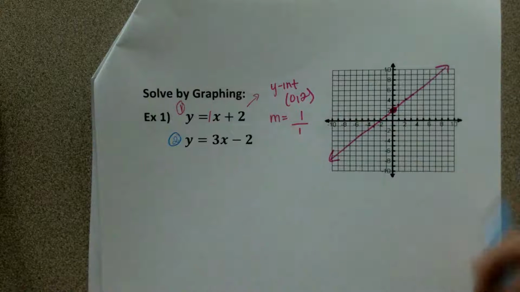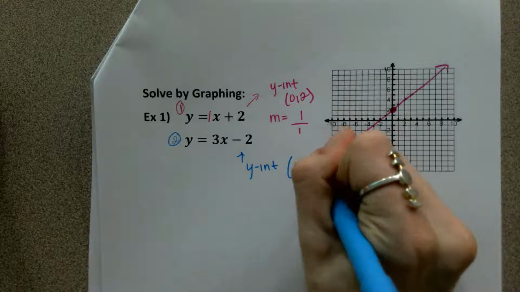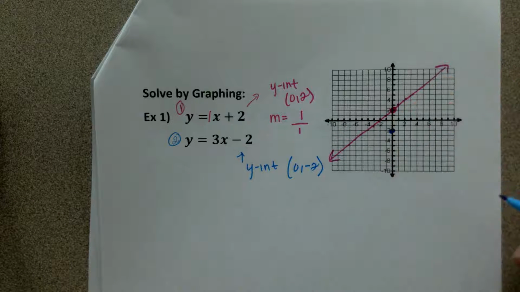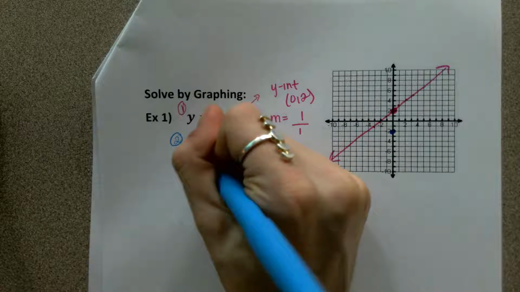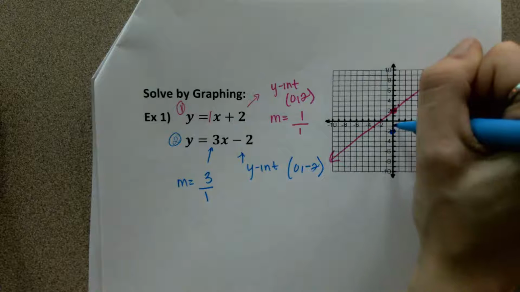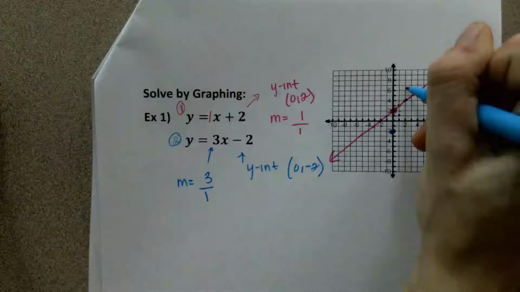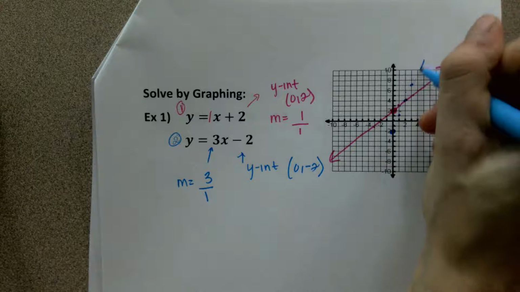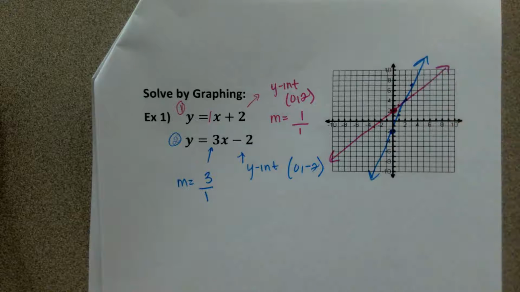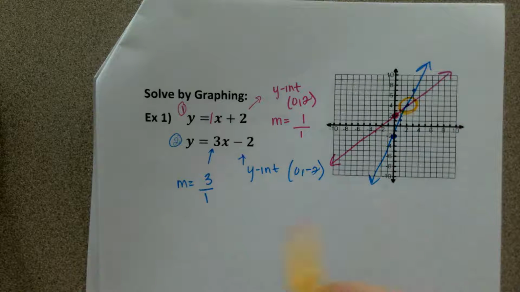Our second line has a y-intercept at -2. So we come down to -2 and plot that. And we have a slope of 3, which is technically 3 over 1 for our rise over run. So we're going to rise 3, go over 1, rise 3, go over 1, rise 3, go over 1. And that's our second line. Where our graphs intersect at that point is our solution.